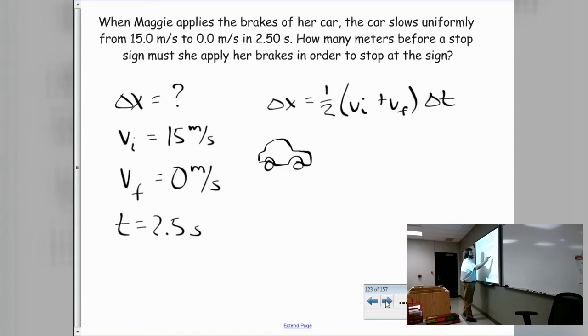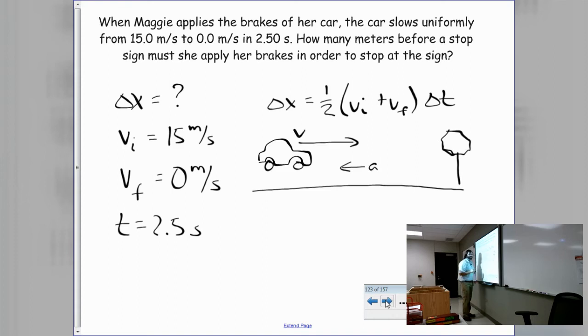And it's moving down the road, and we've got ourselves a stop sign. Okay, and the car is moving to the right. Our acceleration is going to be to the left, but we don't know that value. But we do know it takes 2.5 seconds to do it, and we want to know our distance, our displacement there.